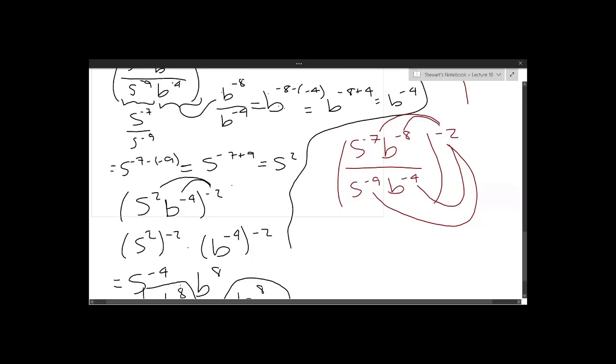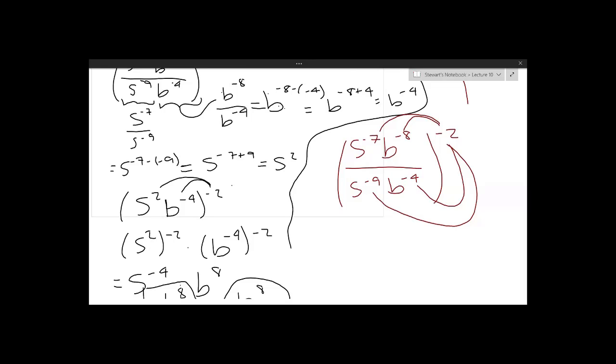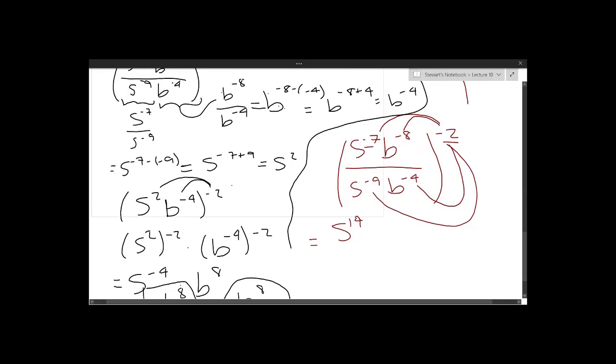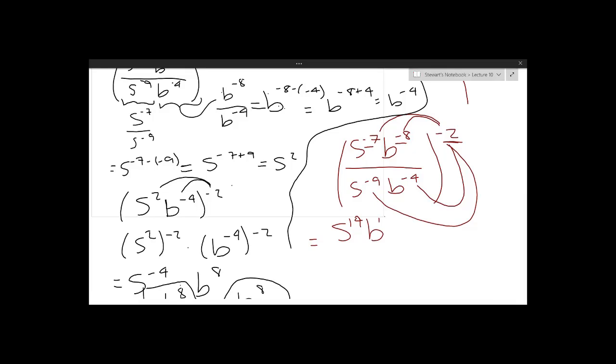Okay, so following the same thing we did on here, 5 to the -7th times -2 is +14. So in the numerator so far we have 5 to the +14th power. And then -8 times -2 is +16. So we have b to the 16th. And then in the denominator, -9 times -2 is +18. And then -4 times -2 is +8.